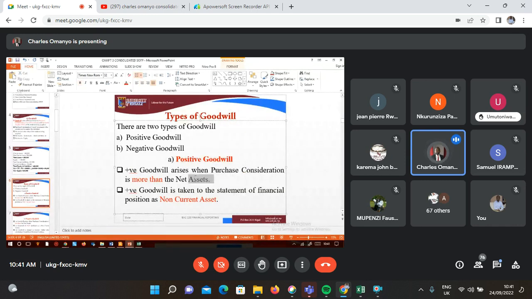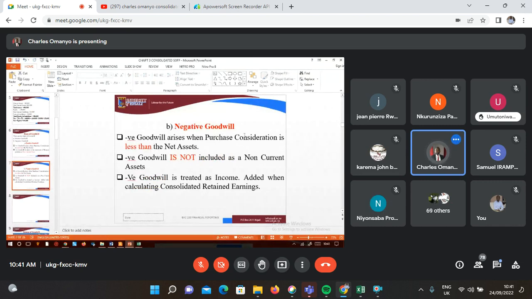When you get a positive goodwill, it should be taken to the balance sheet as a non-current asset. Whenever you calculate goodwill and it's positive, take it to the balance sheet as a non-current asset. But before you take it there, if there is any impairment, deduct the impairment first.